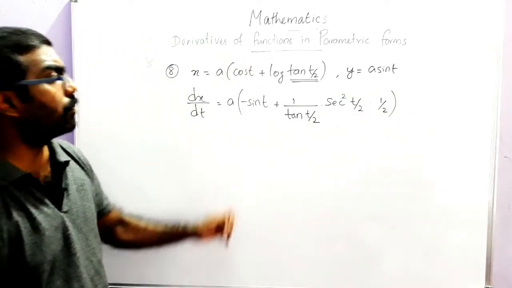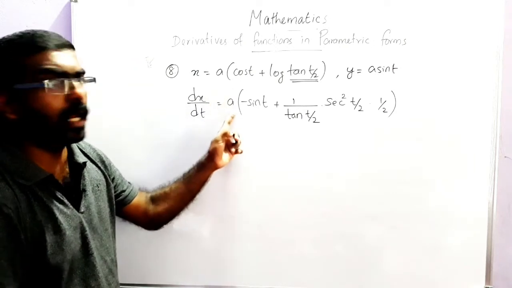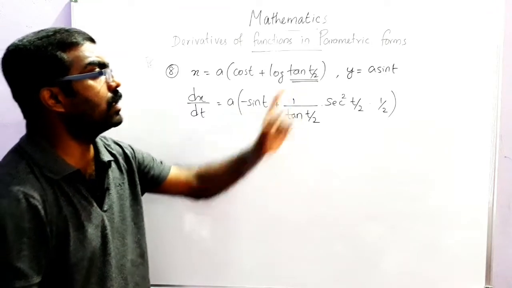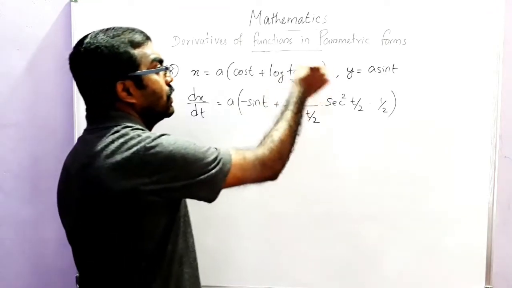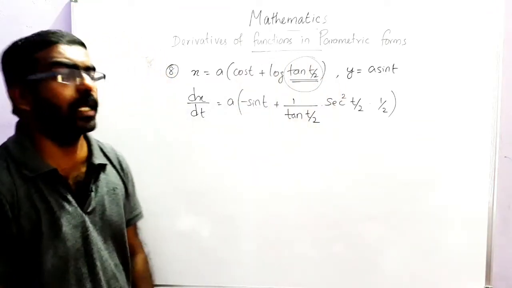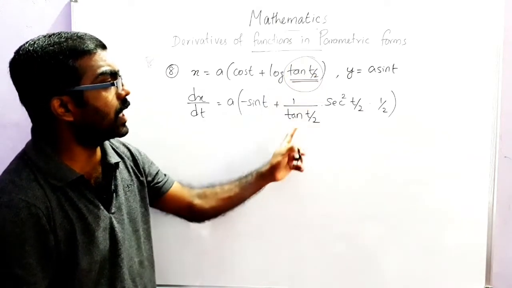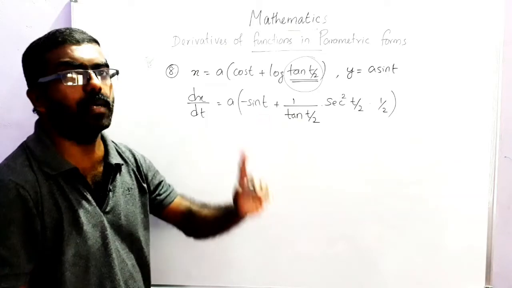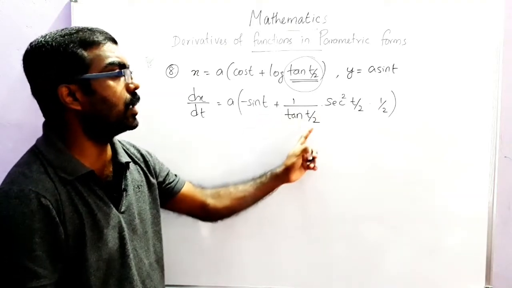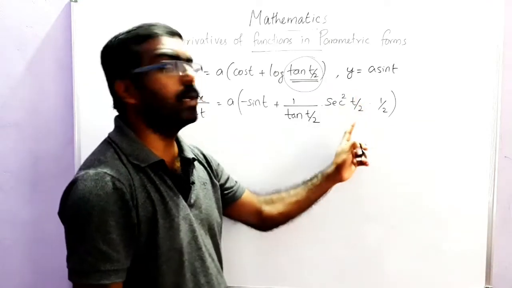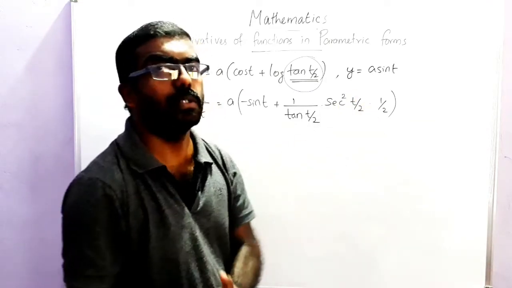Clear? I repeat, a is a constant, so a into cos t derivative minus sin t, log tan t by 2. This can be treated as log x. Log x derivative 1 by x. So 1 by, instead of x the term is tan t by 2. So first we write tan t by 2, then derivative of tan t by 2 is what? sec square t by 2, and derivative of t by 2, that is 1 by 2.